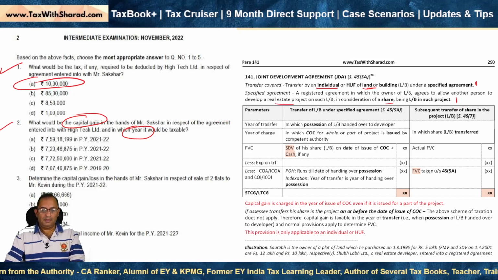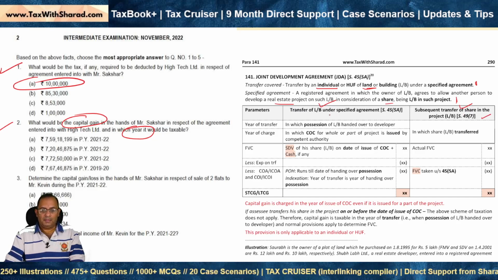So 3 flats are being given to Mr. Sakshar in consideration plus cash. So 2 aspects arise here. One is what happens when there is transfer of land under section 45(5)(a), what are the capital gains considerations, and then what happens if such share in the form of land in our case is subsequently transferred. In such case, section 49 subsection 7 applies.